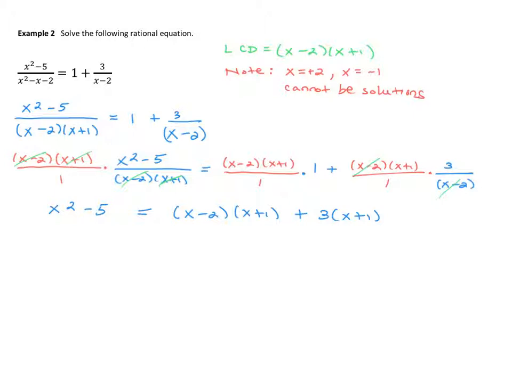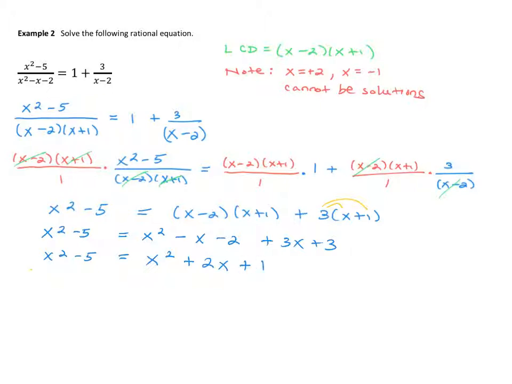All right, let's solve this thing. What I'm going to do is distribute this, and that really should be equal to x squared minus x minus 2. So let's do that. On the left, I have x squared minus 5 is equal to x squared minus x minus 2 plus 3x plus 3 if I distribute the 3 into the parentheses. Okay, I'll combine some like terms. I have x squared minus 5 is equal to x squared. Okay, we get plus 2x plus 1.